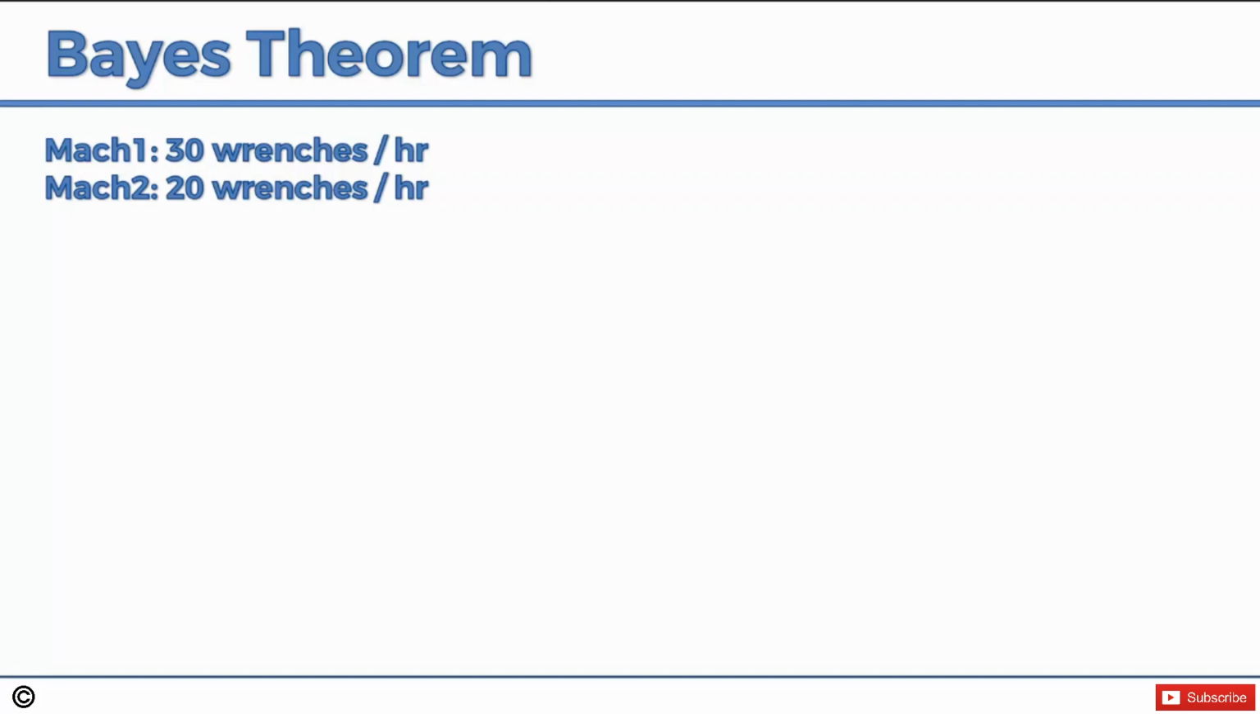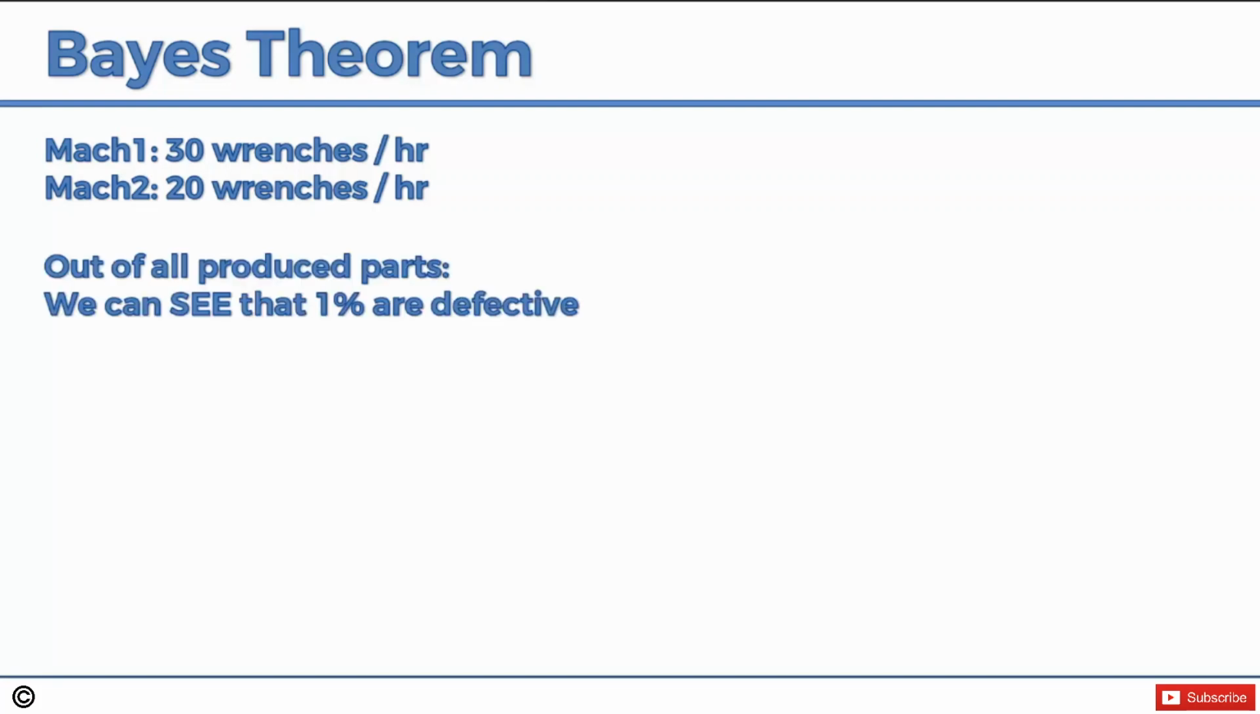Okay, great. Also, out of all of the produced parts, we can see that 1% are defective. So after checking the parts at the end of the day, thousands and thousands of wrenches, we can see that 1% of them are defective. Okay, so we know that.